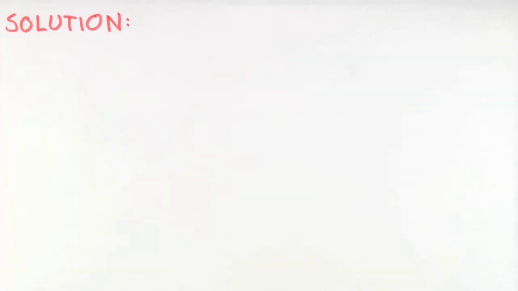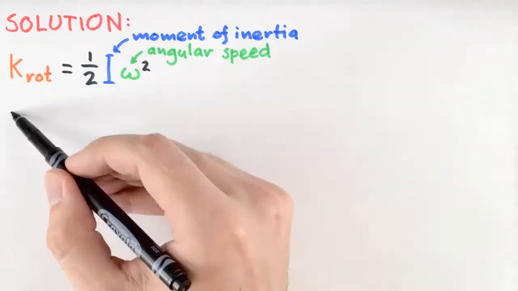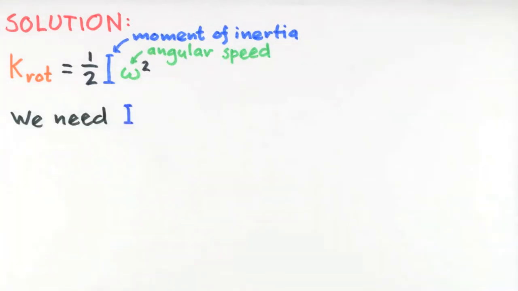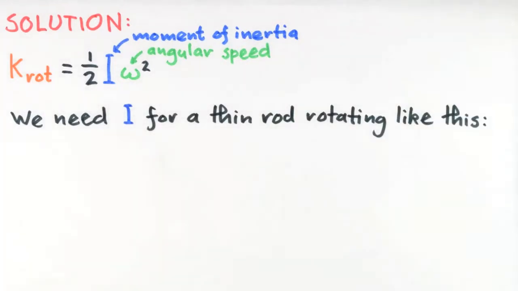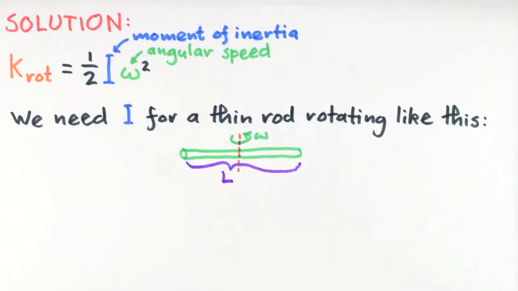Here's how to solve this problem. We're asked to find the rotational kinetic energy, which we know is equal to 1/2 times the moment of inertia times the square of the angular speed. We're given the angular speed, but we don't have the moment of inertia directly. We can calculate this if we know the expression for a thin rod's moment of inertia about an axis perpendicular to the rod passing through the center of mass. We can find this expression in the textbook or by looking back at our earlier lecture on rotational kinetic energy.